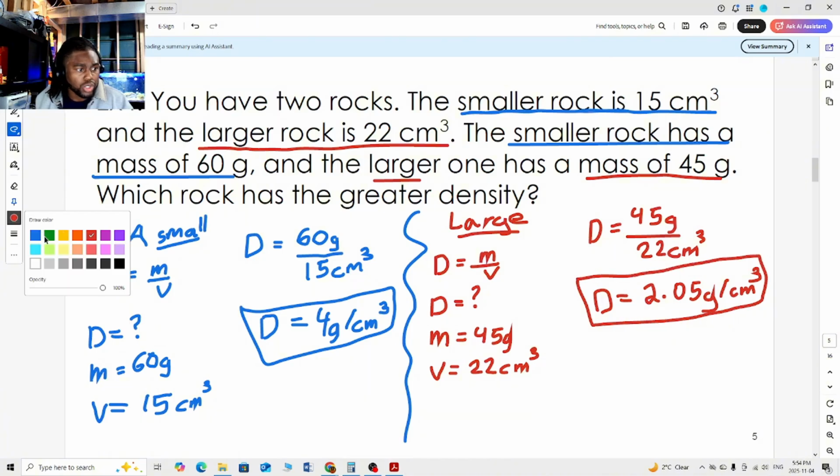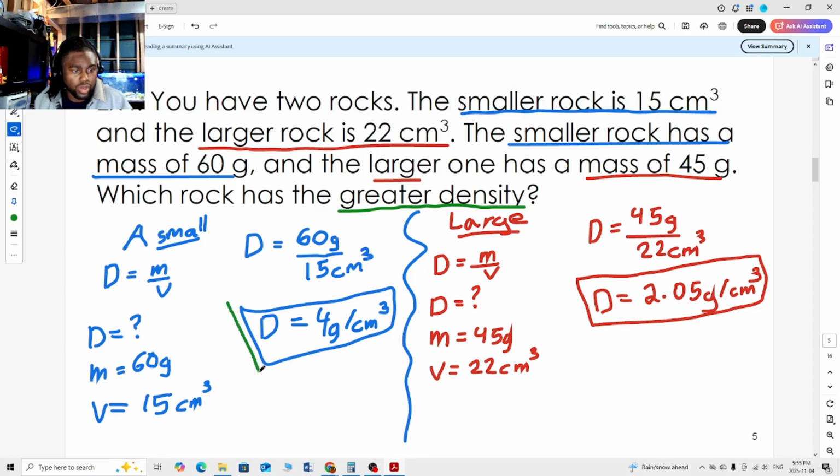Okay, what was the question actually asking? Which rock has the greater density? Well, the larger value is going to be right here, 4 grams per centimeter cubed. Therefore, the smaller rock.